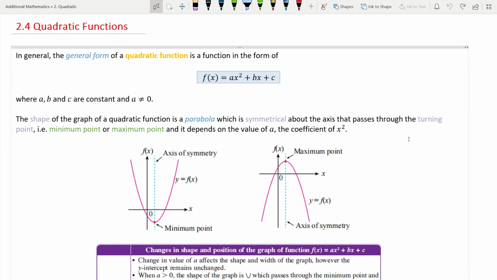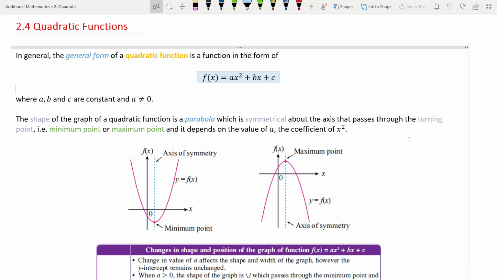Hi everyone, let's get started with today's lesson, quadratic functions. In general, the general form of a quadratic function is a function in the form of ax squared plus bx plus c, where a, b, and c are constants and a is not equal to 0.